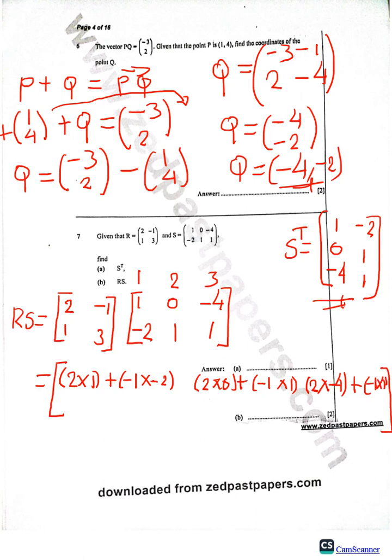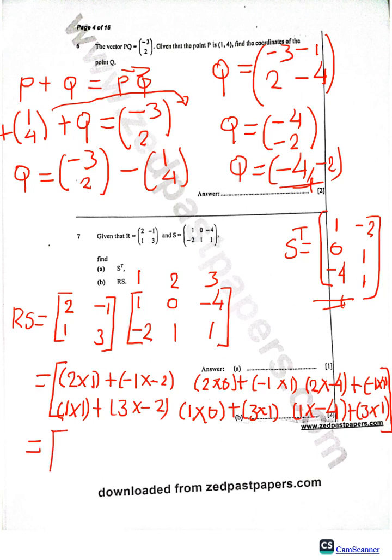So we are done with the first row. Let's go to the second row. So it's 1 times 1 plus 3 times negative 2. The second column, it's 1 times 0 plus 3 times 1. Then the last one, it's 1 times negative 4 plus 3 times 1. Okay, let's simplify our answer.